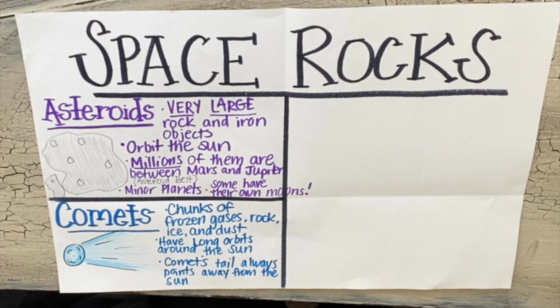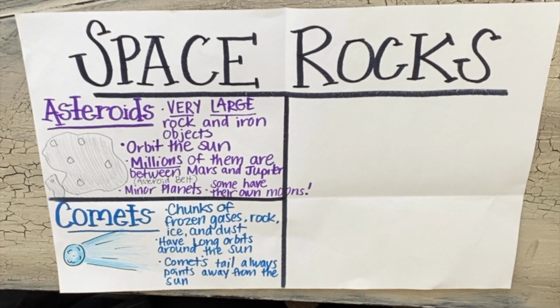I can see that comets and asteroids are very different. Asteroids are those very large rocks, whereas comets are chunks of frozen gases, rock, ice, and dust. And they have those long tails that point away from the sun. Both asteroids and comets orbit the sun, but remember, comets have really long orbits around the sun. And frankly, asteroids are just way bigger than those comets. So we're just kind of keeping in mind the ways that these space rocks are alike and how they're different as we discuss them.